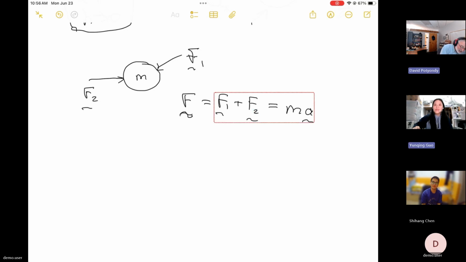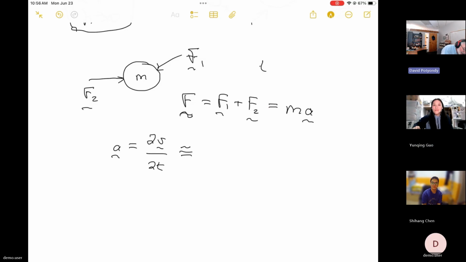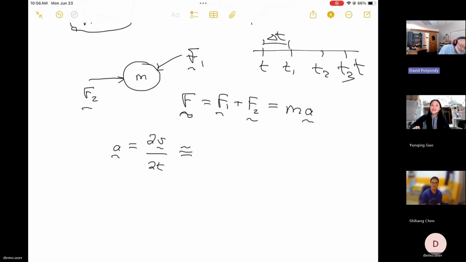Now, what's acceleration? Acceleration is change of velocity in change of time. You with me? Okay. Now, I'm going to approximate that to find a difference. I'm going to say, let's break time up into small little t. This is time. T1, T2, T3. This distance is delta t.